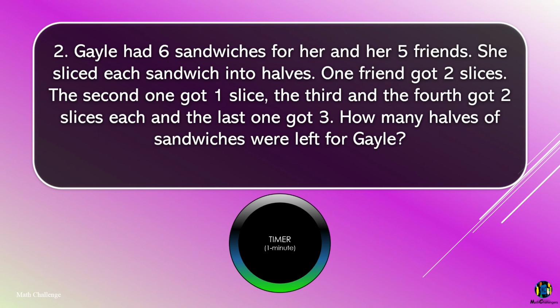2. Gayle had 6 sandwiches for her and her 5 friends. She sliced each sandwich into halves. One friend got 2 slices. The second one got 1 slice, the third and the fourth got 2 slices each, and the last one got 3. How many halves of sandwiches were left for Gayle?